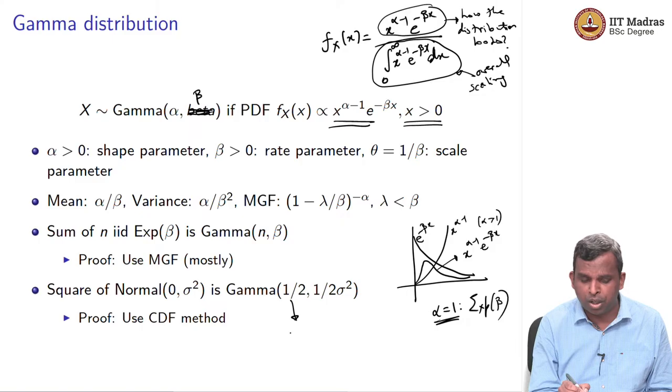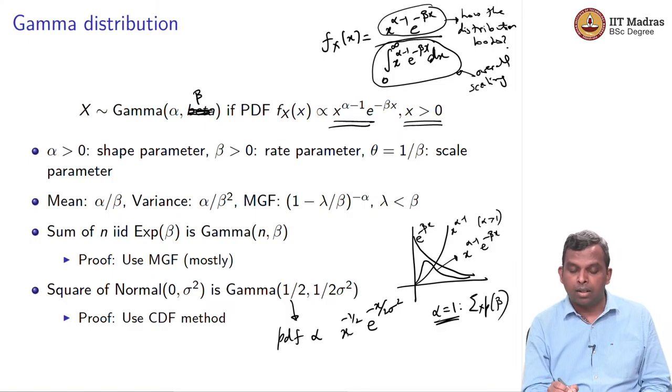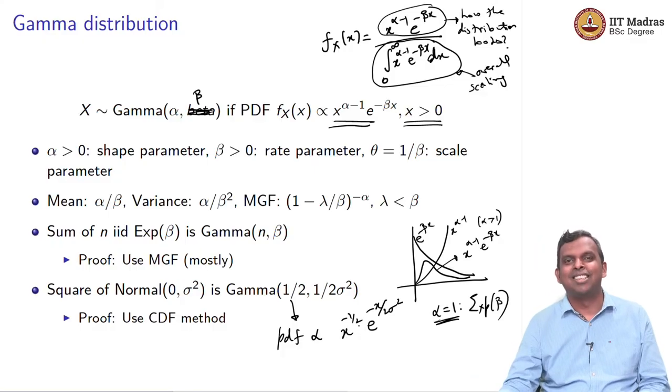So what is this? This is proportional to the density. The PDF is proportional to x power minus half e power minus x by 2 sigma squared. Look at this x power minus half. So it is going to be 1 by root x. Its value at x being close to 0 is blowing up. That is the sort of distribution you get.